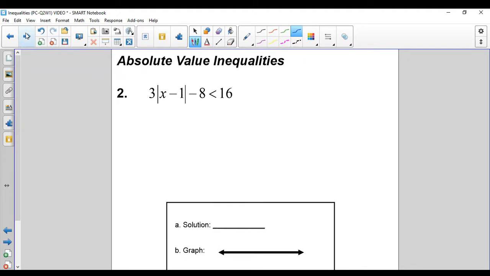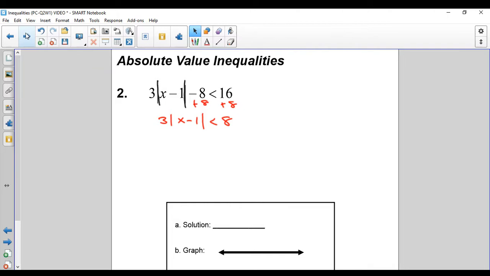Next and last one before I hit special cases. We're not getting too crazy with absolute value inequalities. This will be what you see. So you still need to get the absolute value by itself before you split it into two. So you add 8, we have 3 absolute value x minus 1 less than 8. We divide by 3.